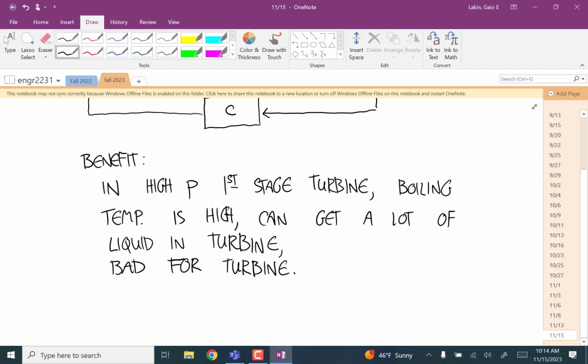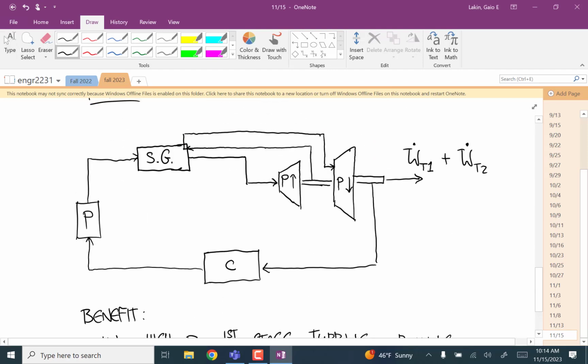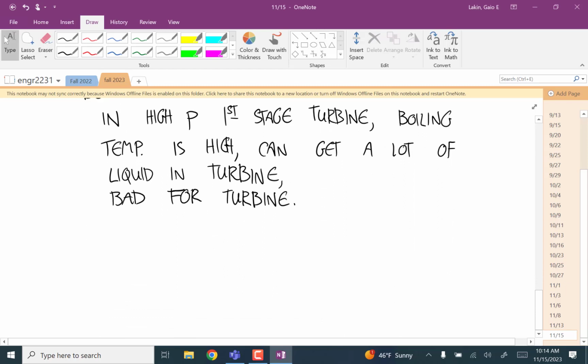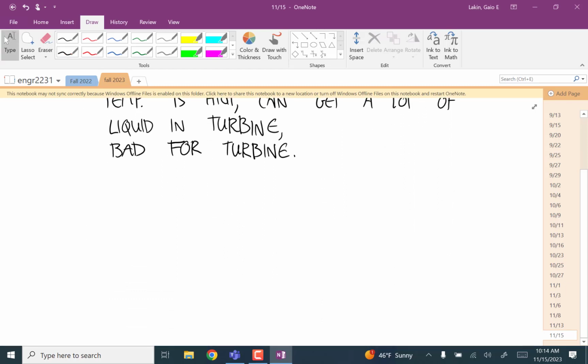So what they do is instead of getting all the energy you can out of that first stage turbine, you only take a little bit of energy out of it, then heat that gas back up, and get all you can out of that second stage turbine where the pressure is lower and you have less damage done to the turbine. So what does this look like in a temperature entropy diagram?